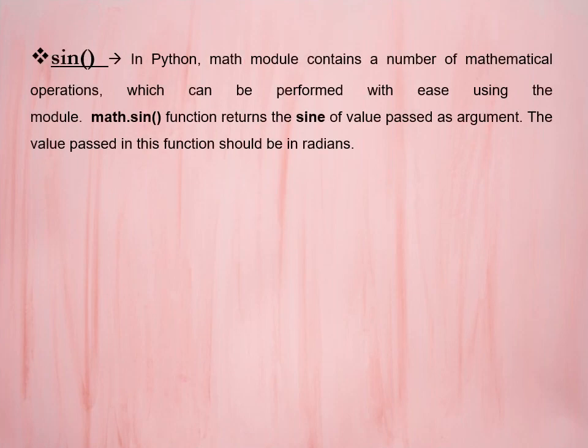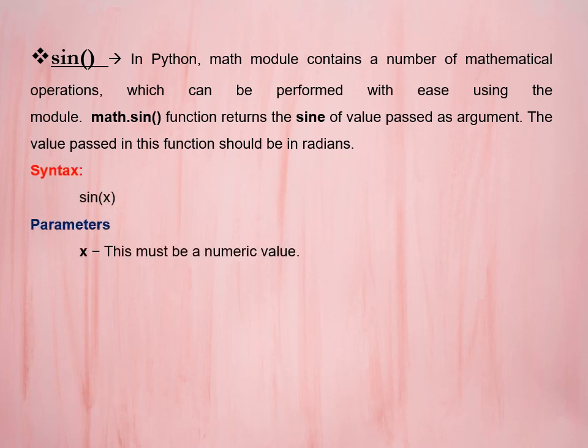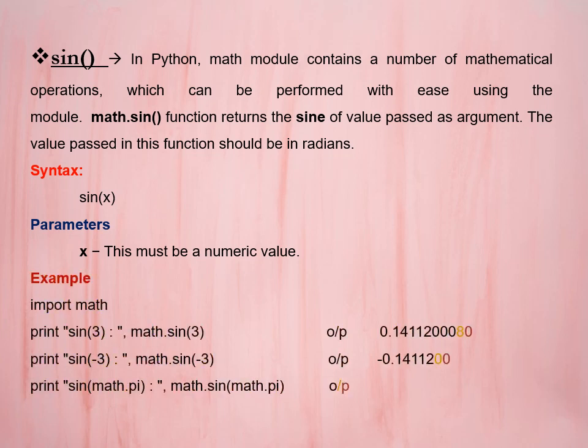Our next function is the sine function. The Python math module contains a number of mathematical operations which can be performed with ease. The math.sin function returns the sine of the value passed as argument. The value passed in this function should be in radians. Syntax will be sin(x). X is a parameter and it must be a numeric value.